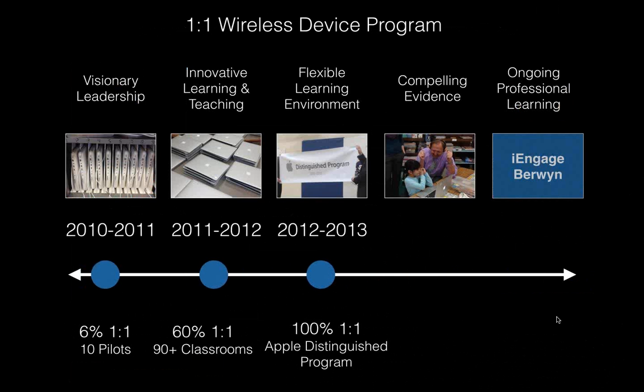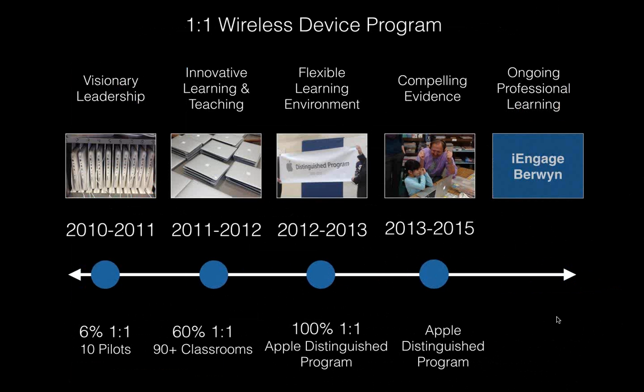The following school year, we became 100% one-to-one, 151 plus classrooms. Kindergarten through 8th grade had either access to a MacBook or an iPad. We are mostly MacBook, about 3,500 MacBooks and about 1,500 iPads. It was in 2012 we were also recognized as an Apple Distinguished Program.